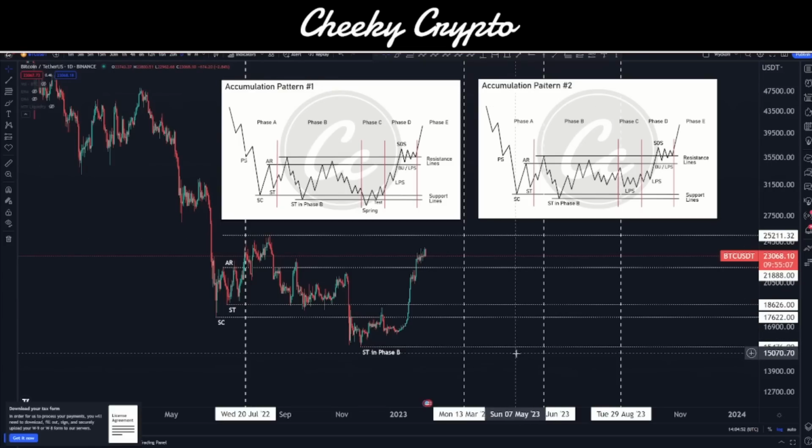Now, also, it's probably worth noting that the Wyckoff accumulation patterns are both in place still. There's 2 of them.